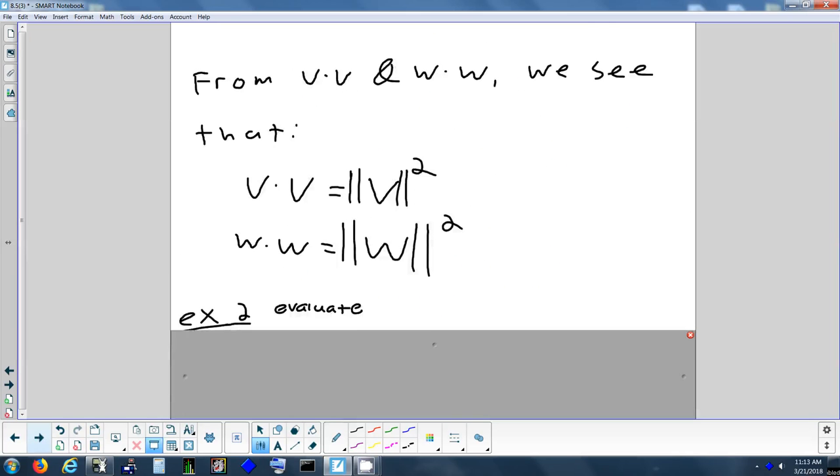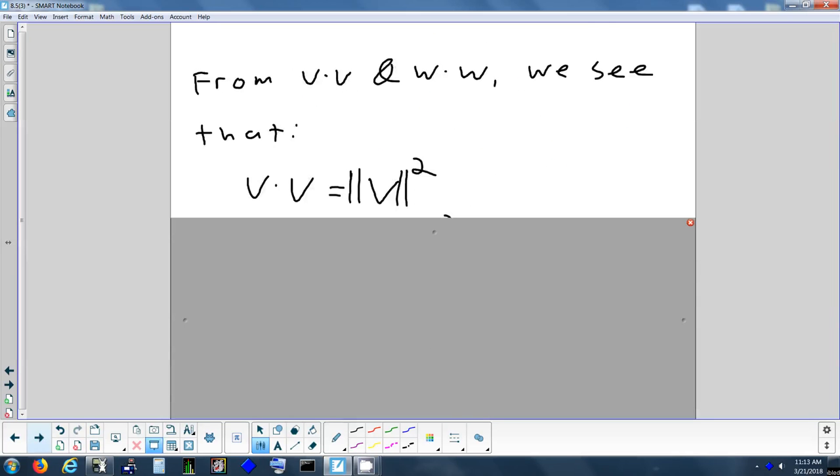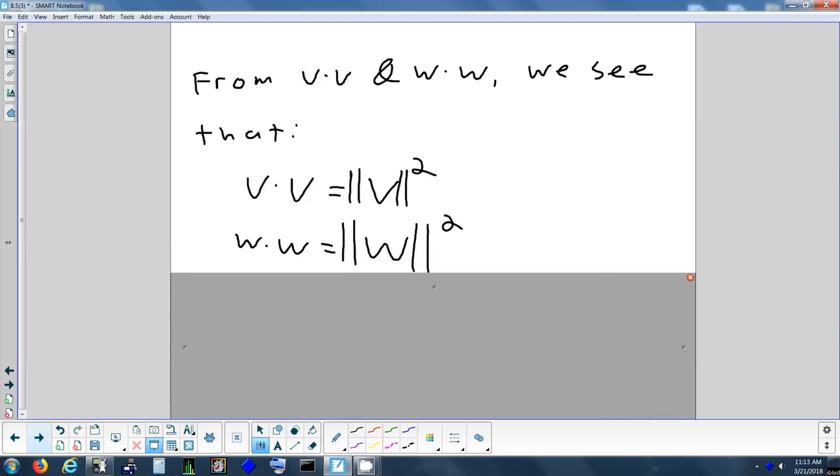Okay, and I'm going to summarize that right here. If you dot a vector with itself, you don't get the magnitude because you didn't square root it. You get the magnitude squared. Same thing here. If you dot W with itself, you don't get the magnitude of W because you didn't take the square root. You get the magnitude squared. So even though we're doing a dot product, which is a new name, the calculations built into it are very similar to stuff we've done in the past.